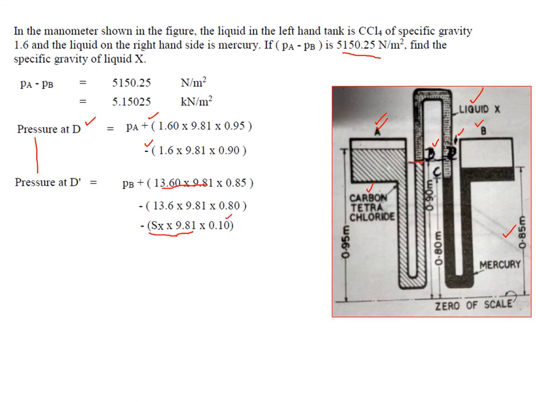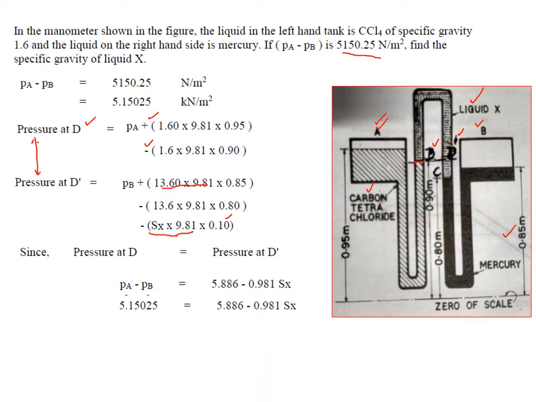You know that pressure at D should be equal to pressure at D dash. Equate these two, try to simplify all these terms, and you will get this. PA minus PB is nothing but 5.15, so you can solve for the specific gravity.